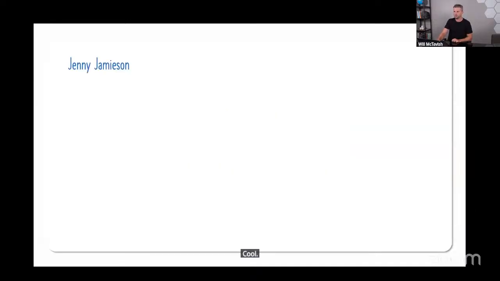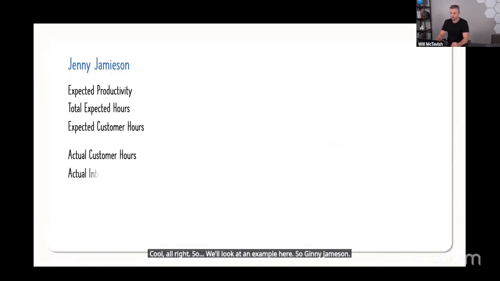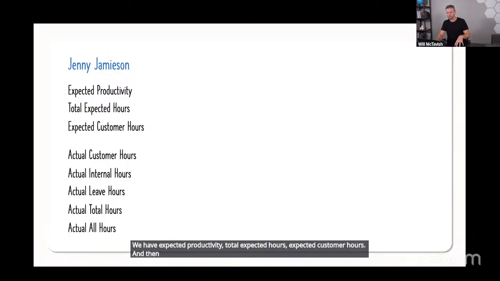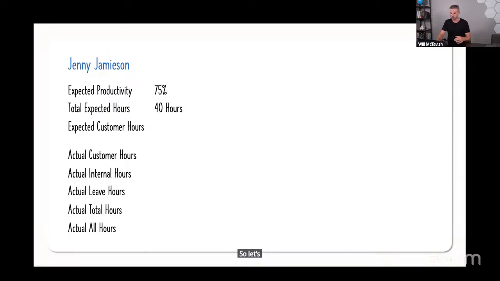Cool. All right, we'll look at an example here. Jenny Jameson: we have expected productivity, total expected hours, expected customer hours, and then actual customer hours, actual internal, actual leave, total hours, and all hours. Let's put some numbers in here. 75% is our expected productivity, 40 hours is expected hours, so we're expecting 30 of those 40 hours to be on customer work.